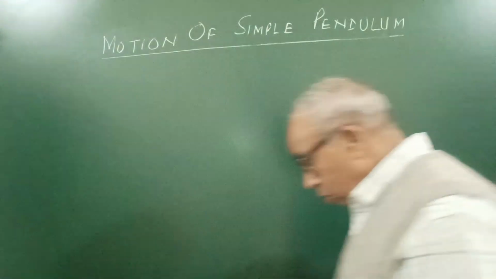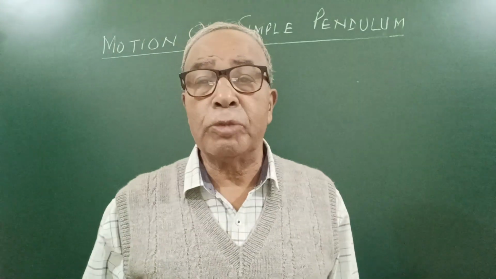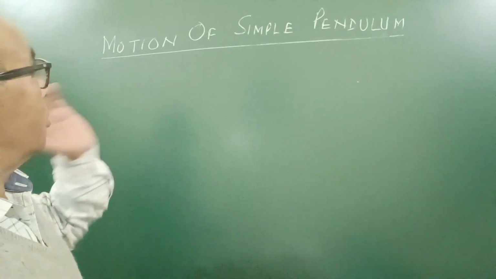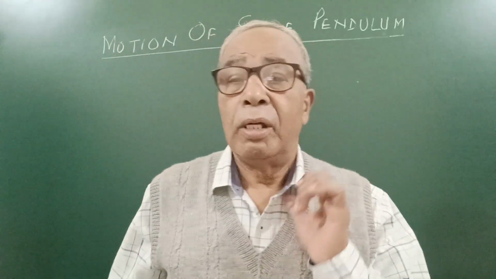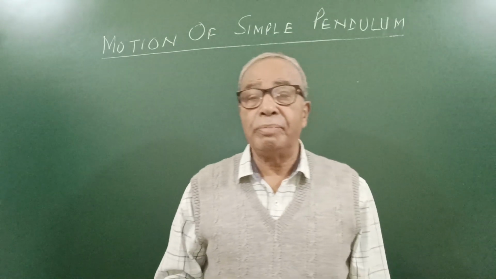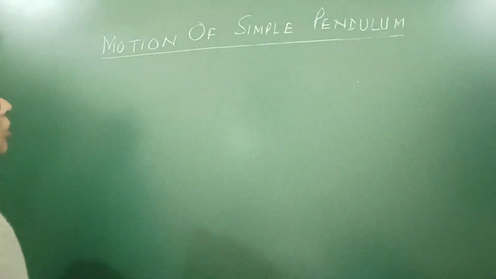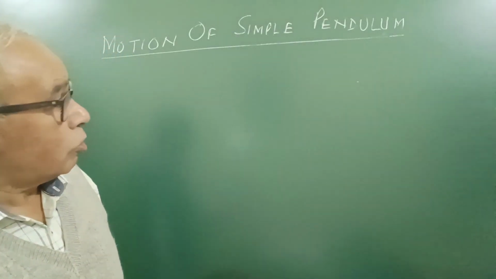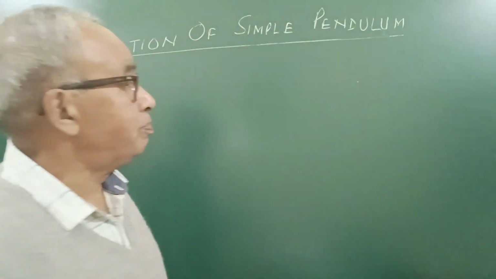Simple harmonic motion, I told you, has three characteristics. Motion takes place to and fro in a straight line about a fixed point, and acceleration of motion is proportional to displacement. Simple harmonic motion is periodic, number one. Number two, it repeats itself in a straight line to and fro about a fixed point. And number three, the acceleration of motion is proportional to displacement. Now we will study some motions and will prove that the motion of these bodies is simple harmonic, and will try to find out the time period.